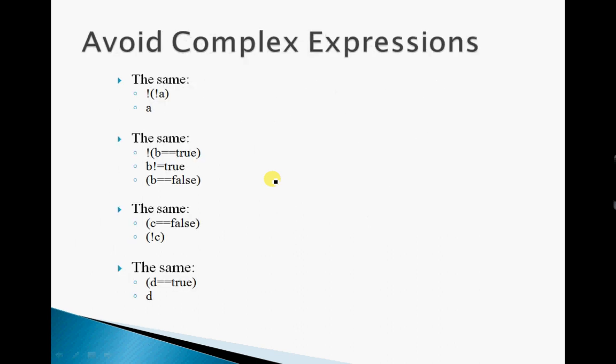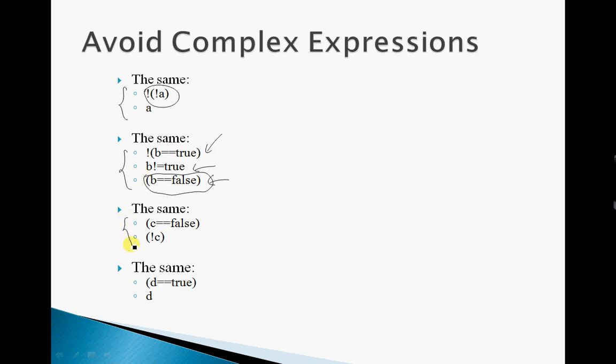Look at these few expressions, they are the same. Look at these two: not not A is the same as A. So please don't do double negation unless there's a really good reason. Alright, look at these three expressions. Not B is true is the same as B is not true, is the same as B is false. If you have these three, choose the third one because it is very easy to understand. You don't have to twist your mind and think about knots.